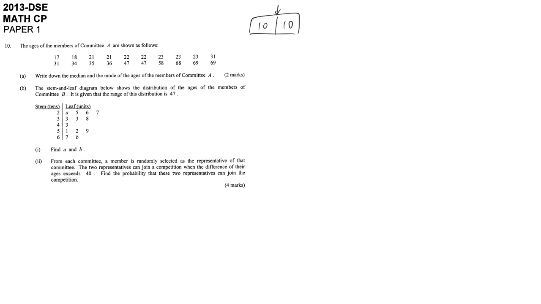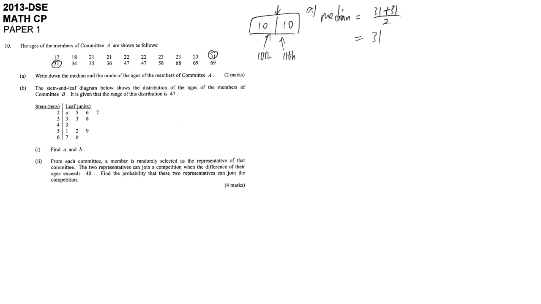The median is talking about the 10th one and the 11th one. Because the total number is an even number, we don't find the exact middle data. That's why we just use the two middle data and then we get the average. So the median is equal to 31 plus 31 divided by 2. That means 31. No unit for ages.